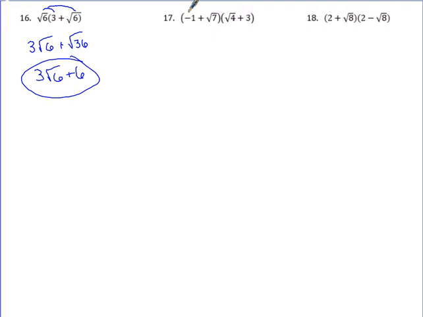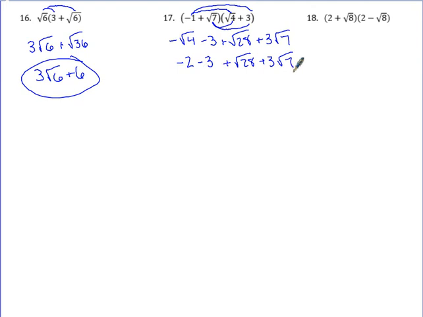Here I have binomials, meaning two terms, so that means that I need to FOIL. Negative 1 times the square root of 4 would be negative square root of 4. Negative 1 times 3 is negative 3. The square root of 7 times the square root of 4 is the square root of 28. And then the square root of 7 times 3 would be 3 square root 7. Right away here, the square root of 4, I know that is 2. So now this is negative 2 minus 3 plus the square root of 28 plus 3 square root 7.